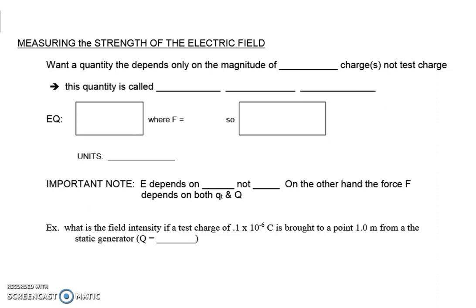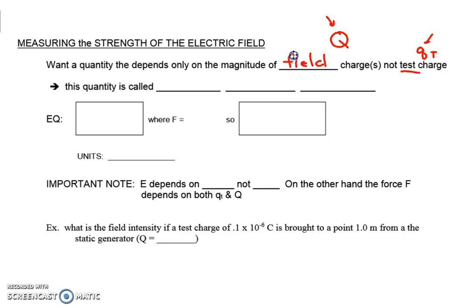Okay, so we want to come up with something called electric field. We want a quantity that depends only on the magnitude of what we call field charges, and not what we call a test charge. So I'm going to call the field charge capital Q. Then we're going to call the test charge little q_t. This is to help us distinguish between those two. The equation we're going to develop ultimately depends on this one, but we need this one to actually feel the field, to feel how strong it is.